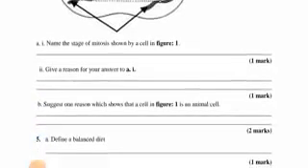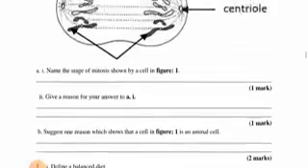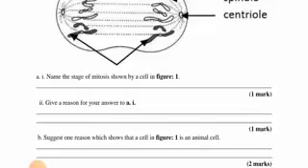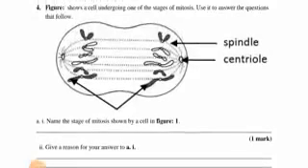Suggest one reason which shows that the cell in figure 1 is an animal cell. So I think you should answer this one. Why is this an animal cell? Can you suggest on your own? I will not reveal the answer for that one because yesterday I tackled so much of that part.